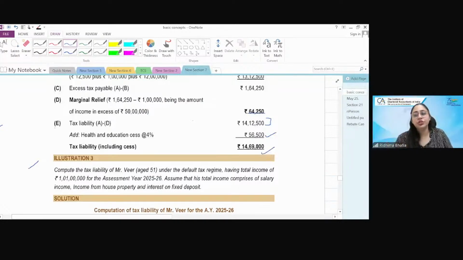So quickly now do illustration 3 on your screen. You have to follow the default regime now. Once this relief is understood, in life you can solve it pretty easily.